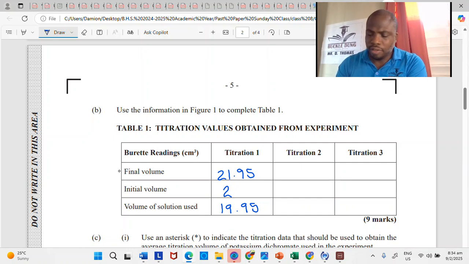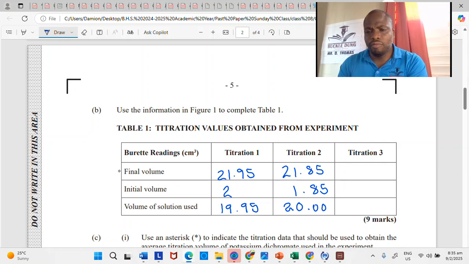The second titration. Final volume 21.85. Initial 1.85. So how much is that? 20. 20 flat. Just put 20.00 there so you hold that decimal place.